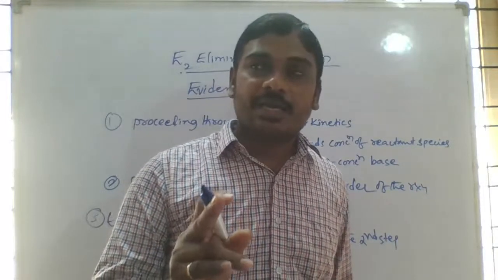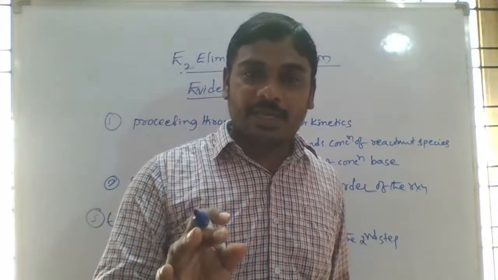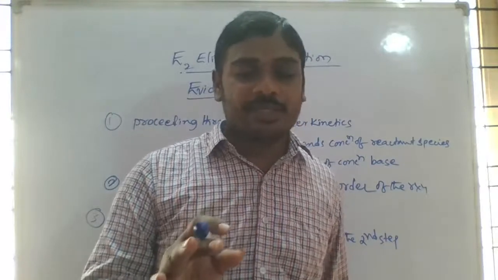So the E2 elimination reaction happens in two ways. One is anti-elimination, another one is syn elimination.